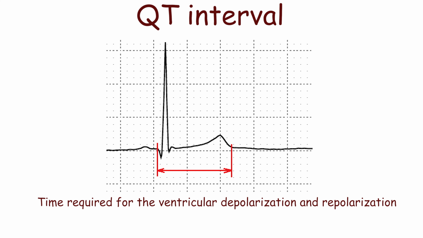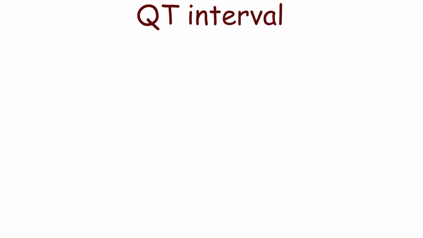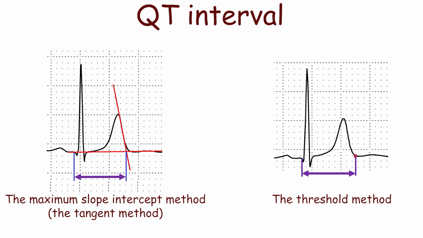high T wave. It may be difficult to define the end of the T wave because the latter may gradually merge with the isoline or the U wave may be merged with the T wave. There are two methods to define it: the maximum slope intercept method and the tangent method, and the threshold method. End of the T wave is determined by the point at which the T wave merges with the isoelectric baseline. The maximum slope intercept method is preferred in most cases.